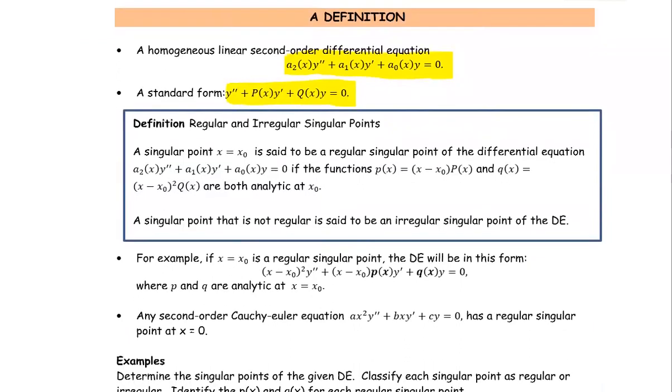Definition. The regular and irregular singular points. A singular point x equals x0 is said to be a regular singular point of the differential equation of the form a2 y double prime plus a1 y prime plus a0 y equals 0 if the functions lowercase p(x), which is the product of (x minus x0) and the capital P(x), and lowercase q(x), which is the product of (x minus x0) to the power of 2 and the uppercase function Q(x), are both analytic at x0. A singular point that is not regular is said to be an irregular singular point of the differential equation.